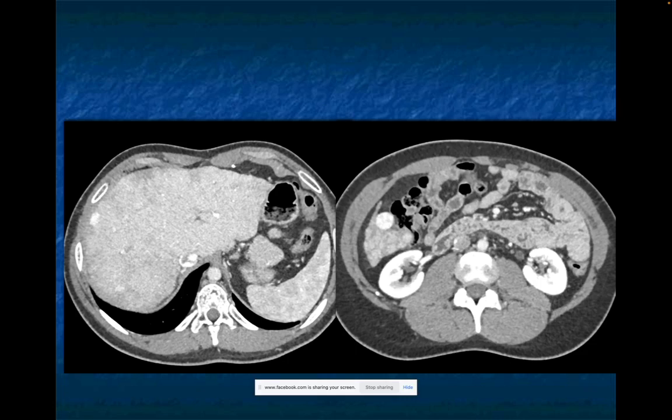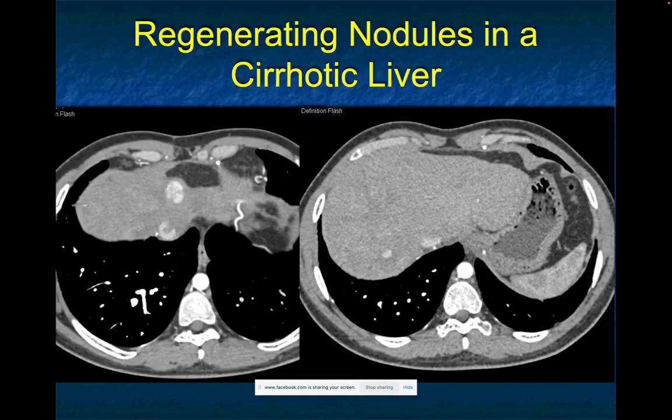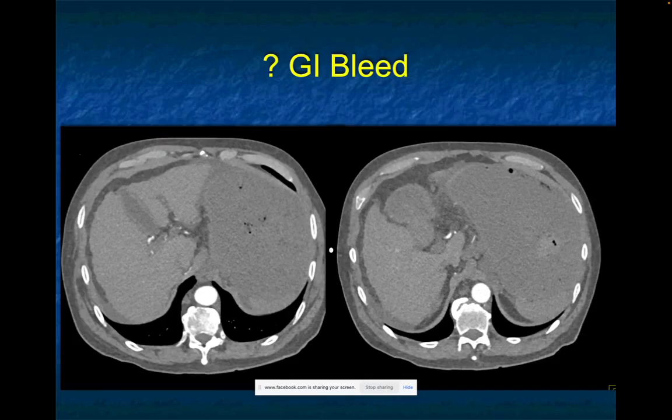You'll probably end up biopsying this. MR may be helpful, but you'll probably end up getting a biopsy. And this was biopsied and was regenerating nodules. It's very important to consider in a cirrhotic liver, multiple vascular lesions. Yes, you've got to exclude tumor, but regenerating nodules is a really good possibility. And that was the diagnosis in this case. A really nice example.